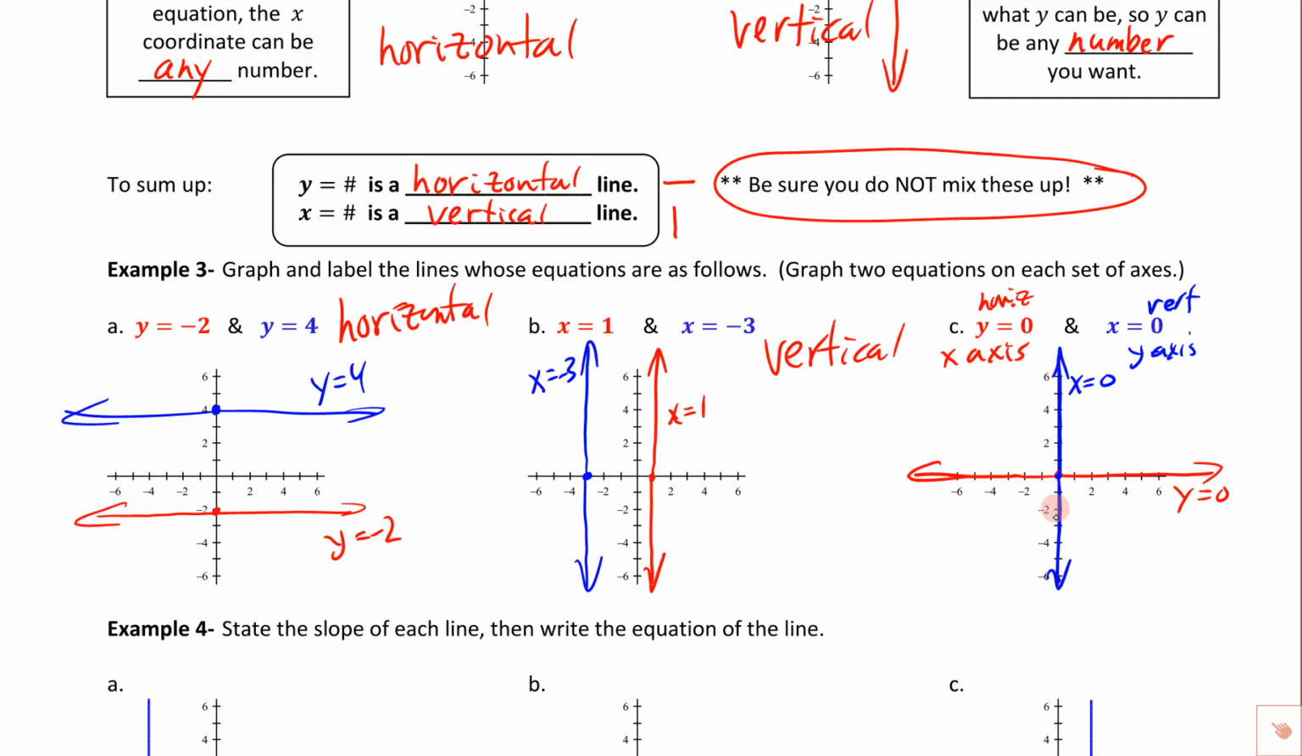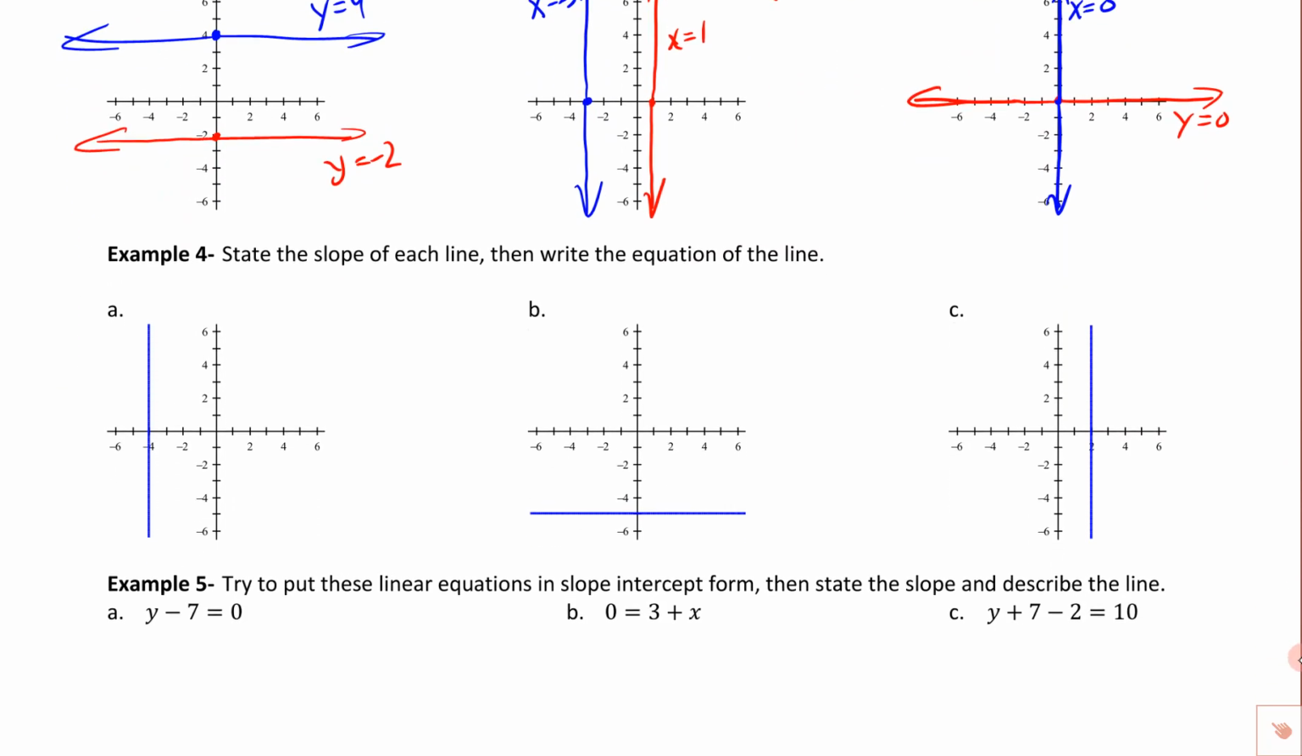Every one of these has an x-coordinate of 0. Every one of these has a y-coordinate of 0, because we didn't go up or down, and here, because we didn't go right or left, the x has got to be 0. Okay, let's take a look at a couple more.